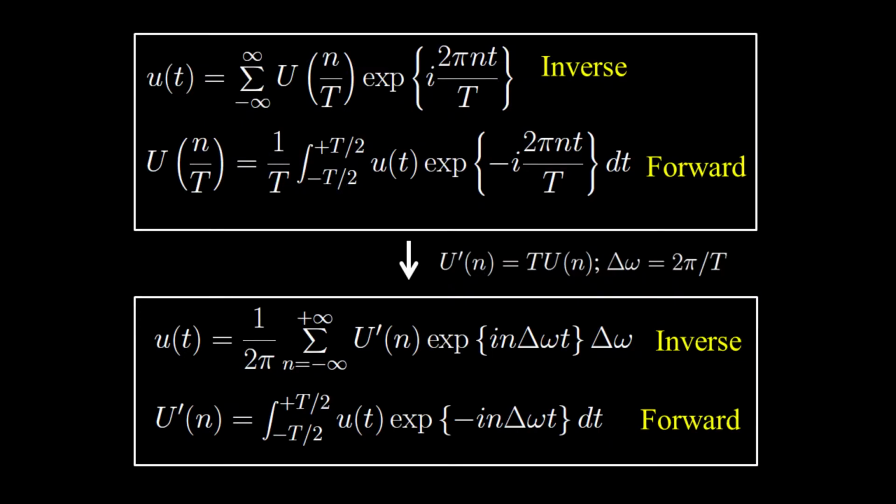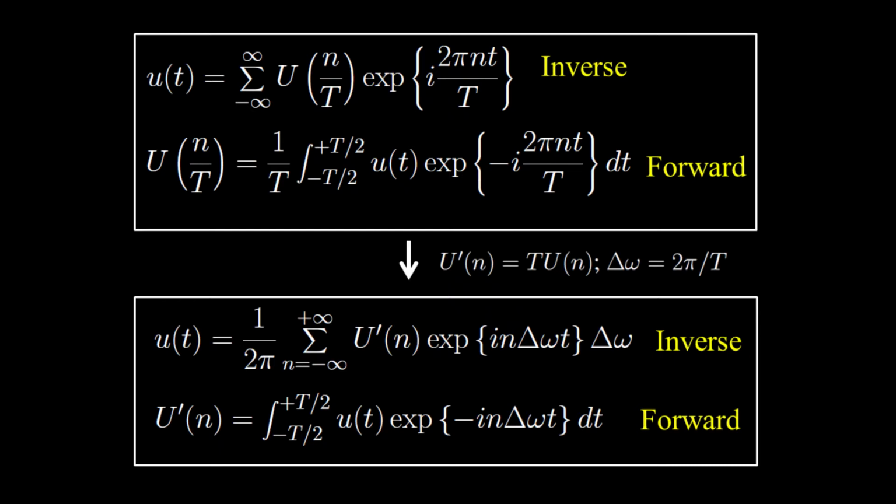Some modifications to the equations of the Fourier transform of periodic functions, which is the first box here, are required so that these results can be well defined after the limit is taken. It is convenient to remove the 1 over uppercase T factor in front of the integral by multiplying the forward Fourier transform by uppercase T, and then replacing uppercase U n by uppercase U prime n in both forward and inverse Fourier transforms.